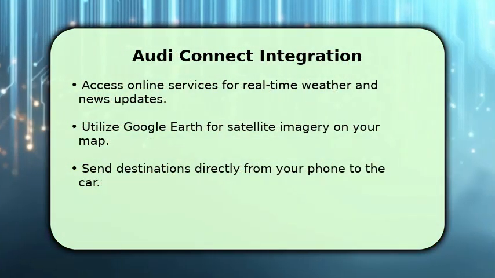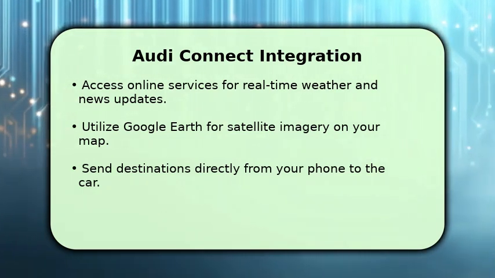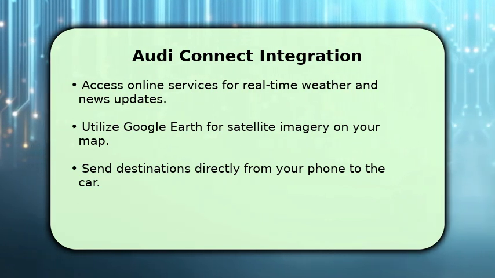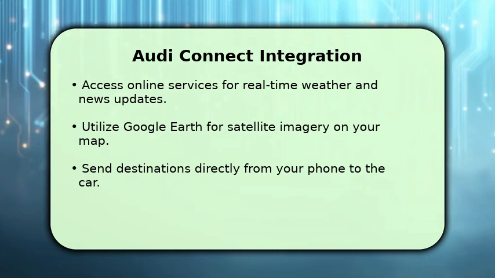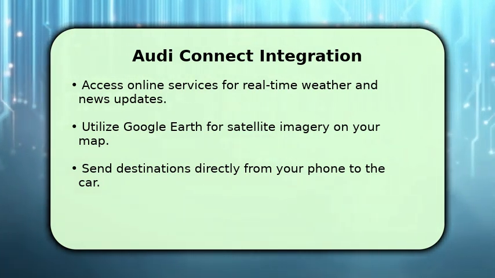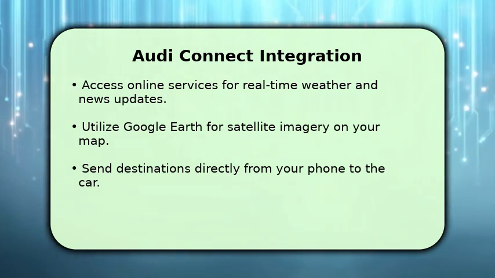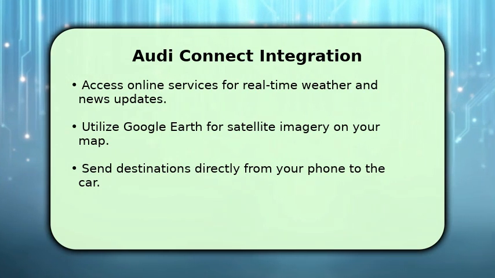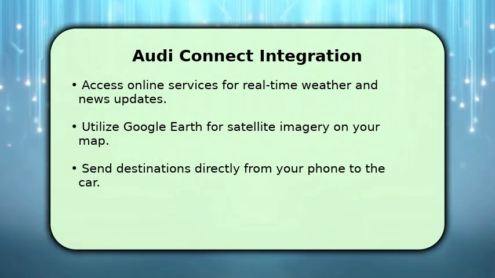The Audi Q7 navigation system truly shines with Audi Connect integration. This feature allows you to access online services for real-time weather updates, news, and even fuel prices. You can also enjoy the stunning detail of Google Earth satellite imagery directly on your navigation screen. Plus, sending destinations from your smartphone to your car is incredibly convenient.